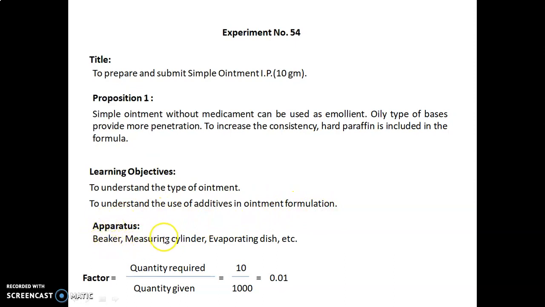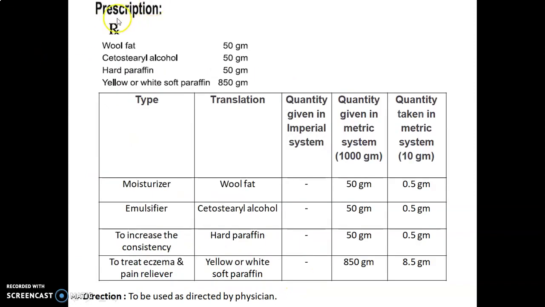Apparatus required are beaker, measuring cylinder, evaporating dish, etc. Factor is calculated as quantity required upon quantity given, which is 10 upon 1000, equal to 0.01. Next we have the prescription, denoted by Rx: wool fat 50 gram, cetosteryl alcohol 50 gram, hard paraffin 50 gram, yellow or white soft paraffin 850 gram.